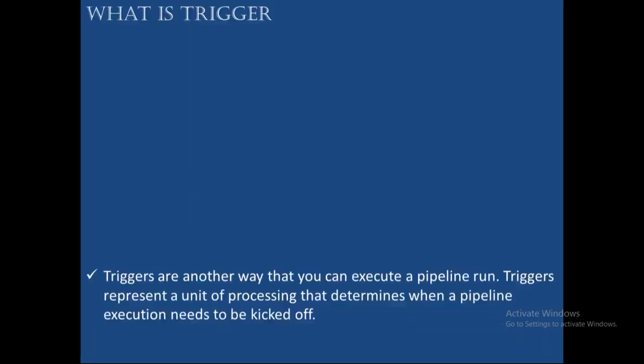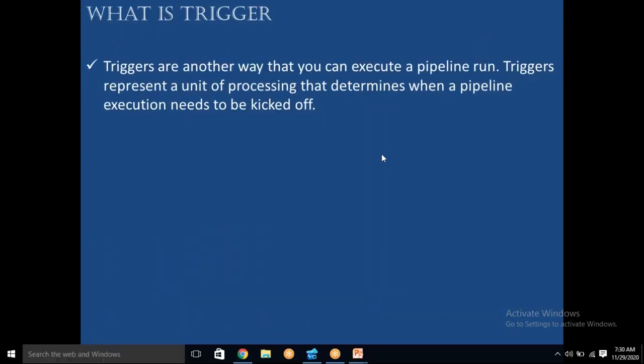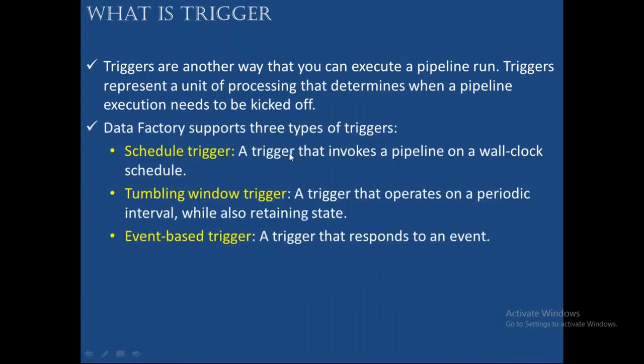Let's see what a trigger is. Triggers are another way that you can execute a pipeline run. Triggers represent a unit of processing that determines when a pipeline execution needs to be kicked off. We already talked about triggers having information about when a particular pipeline should run. How many types of triggers do we have? We have 3 types: schedule trigger, tumbling window trigger, and event based trigger. We already learned the event based trigger. Today we are going to see the tumbling window trigger.